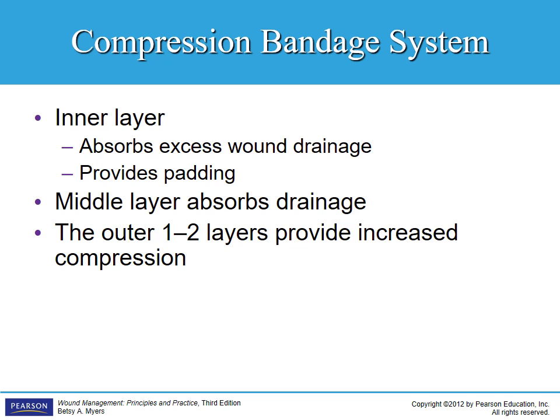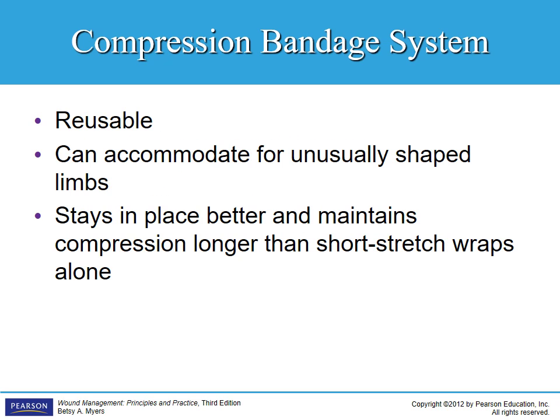When you have a compression bandage system, which is a multi-layer, there's usually an inner layer which is kind of like cast padding, that will not only absorb the wound drainage, because remember these are very wet wounds, but it'll also provide padding like we talked about around the bony areas. The middle layer also absorbs drainage, and then the outer two layers provide increased compression. The compression bandage system is reusable and can accommodate unusually shaped limbs, stays in place better, and maintains compression longer than the short stretch wraps alone.